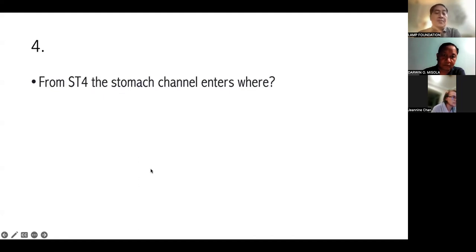Dok, hindi ko alam kung sa akin lang ba, parang naging choppy. Oo, choppy. Parang naging choppy po. Si Doc nawawala.